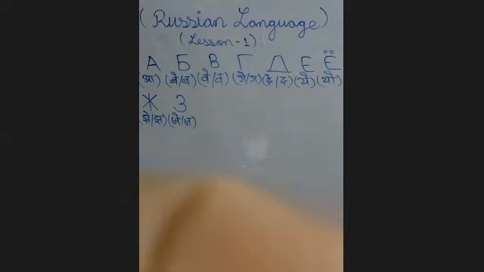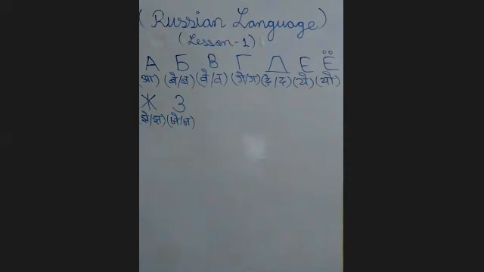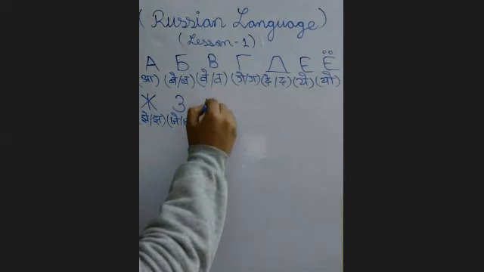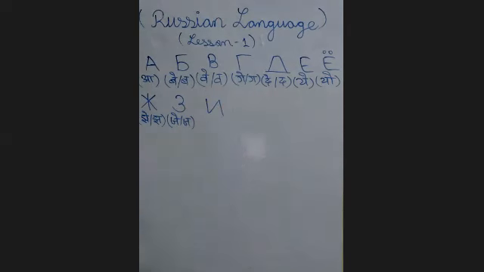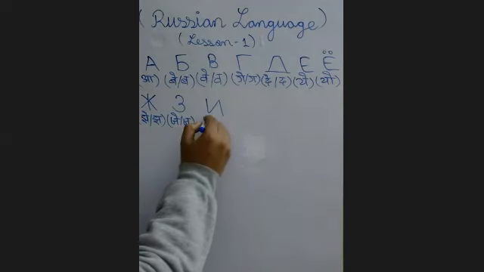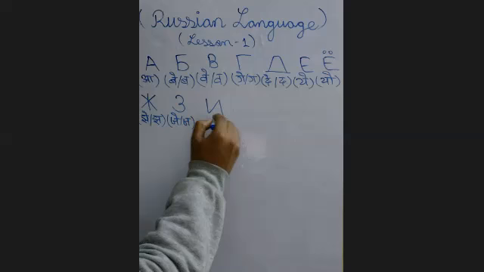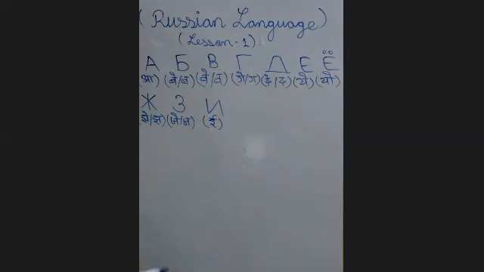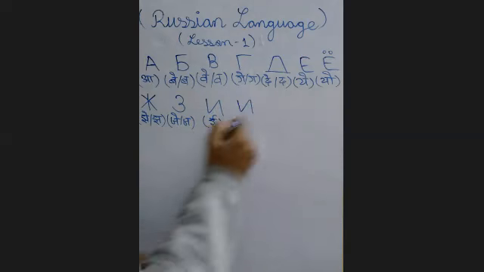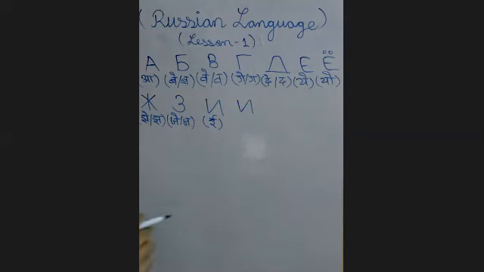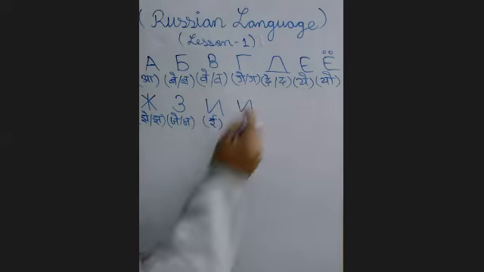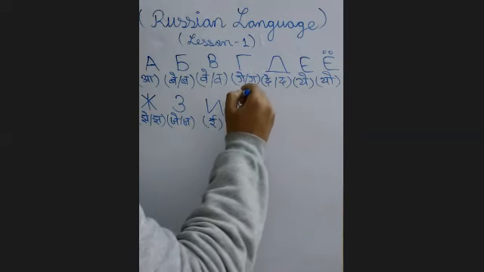After J, we have this E, and this is called hard E. It sounds like E, like double E. I'll explain how you can differentiate between these two.